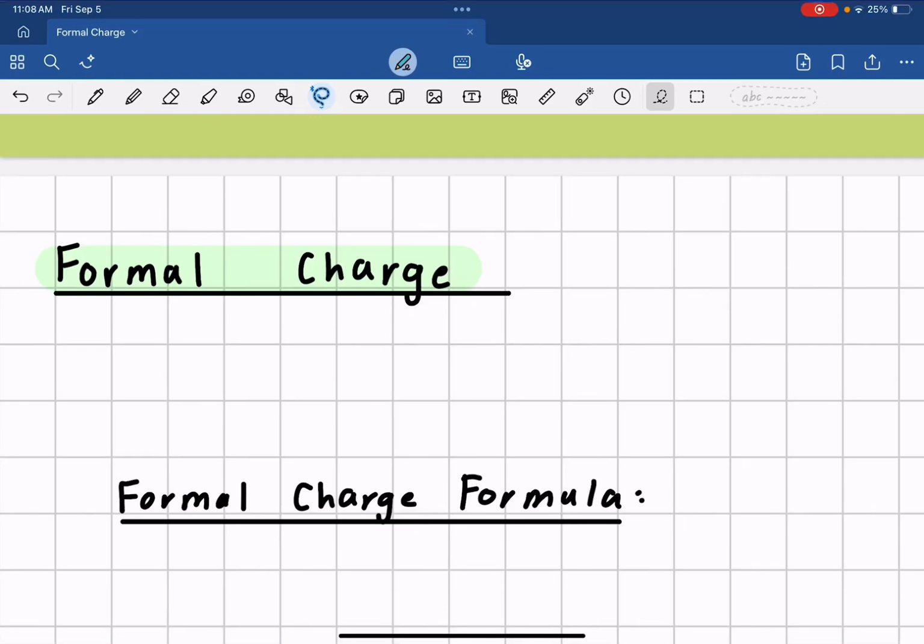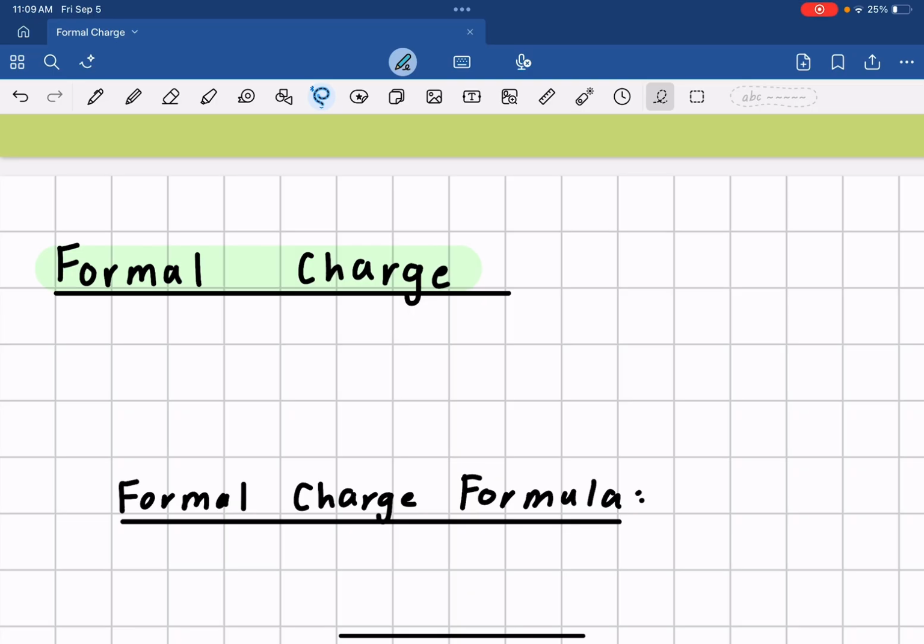Hi everyone, today we'll be looking at a very important concept in organic chemistry called formal charge. Have you ever wondered how chemists can look at a structure on paper and predict which part of the molecule is going to react? The secret weapon is called formal charge.